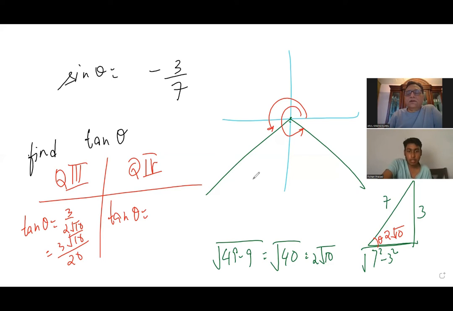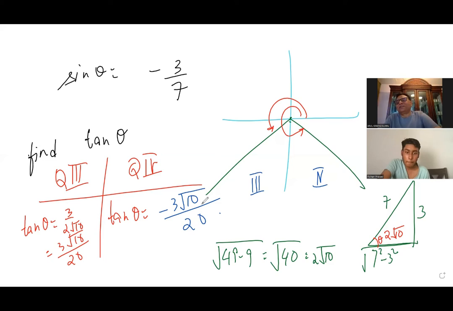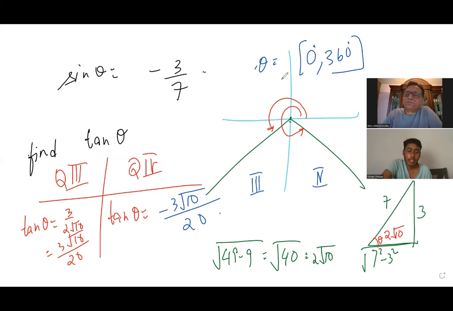But don't forget, you have to work for both the quadrants, correct? And then also negative 3 root of 10 over 20. Yes, sir. Both answers you have to provide, since we are working on theta, which is between 0 degrees to 360 degrees. Is that clear to you? Yeah. So that is the key. Perfect. So that is what you should know to answer any question on this particular topic.